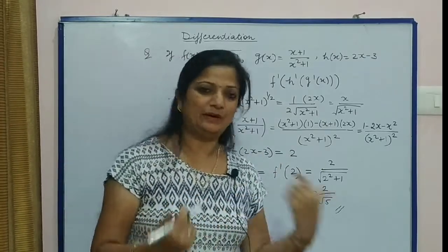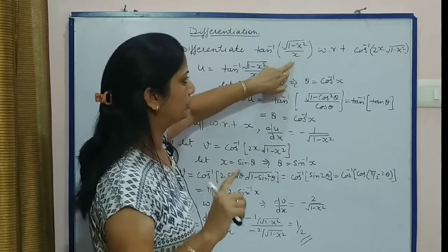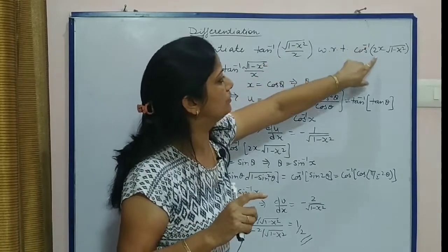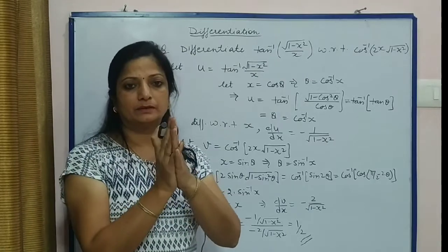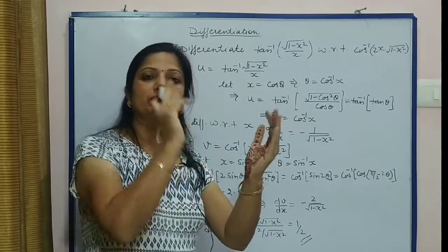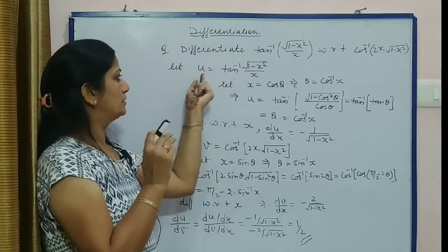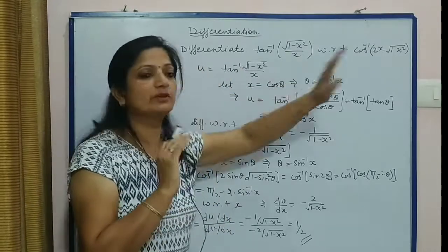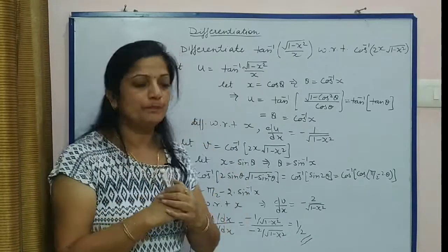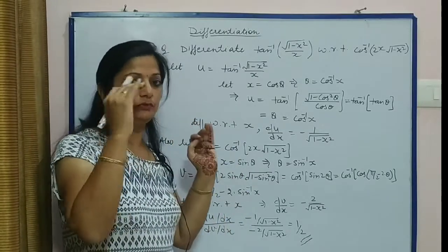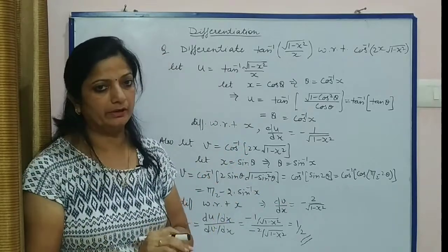Right? Now the next one: differentiate tan⁻¹(√(1-x²)/x) with respect to cos⁻¹(2x√(1-x²)). When we have to find the derivative of one function with respect to another function, firstly we substitute the first function equal to u and the second function as v. Now we have to find du/dv. First of all, we differentiate u with respect to x, then v with respect to x, and then we divide.